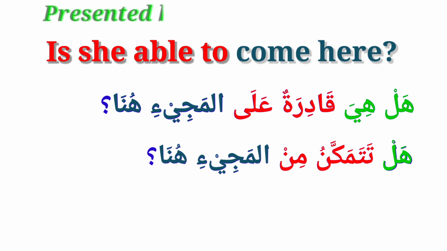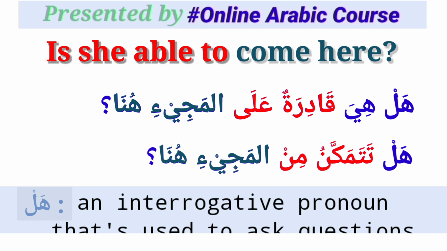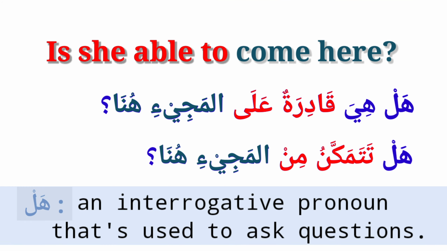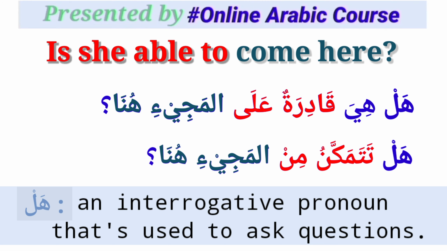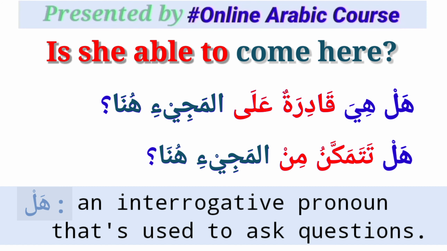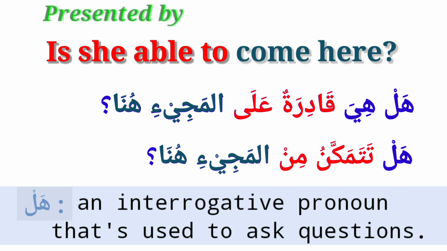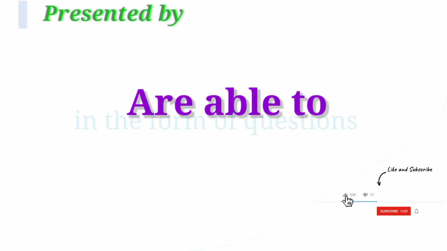Let me tell you one thing here: I used hal in these sentences. Do you know what is hal? Hal is actually an interrogative pronoun and it is placed sometimes before a pronoun or sometimes before a verb to ask a question. Look at the examples on your screen. You will find here both uses of hal. In the first sentence, hal is placed before a pronoun: hal hiya قادرة على. And in the second sentence, hal is placed before a verb: هل تتمكن من.